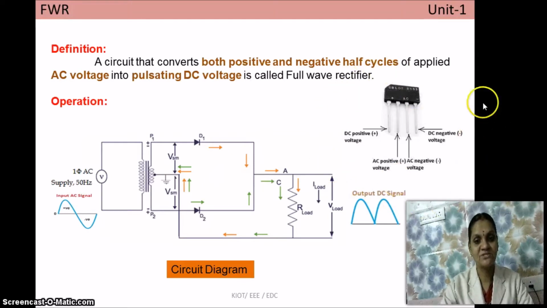So when you purchase a full wave rectifier circuit in a market, you will get a picture like this. You will get a device like this. It's having 4 leads. So 2 leads are for giving the input and another 2 leads are for getting the output. And this is the AC input voltage, positive and negative is for input, and DC output voltage. These 2 leads are for tapping the output.